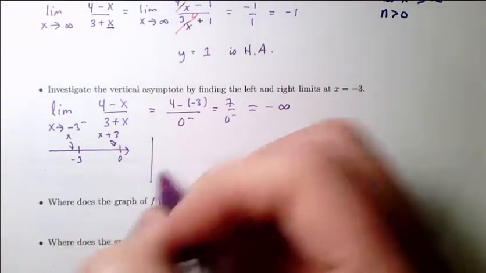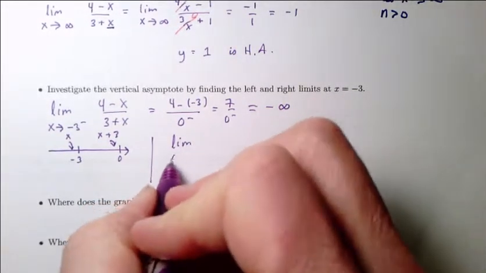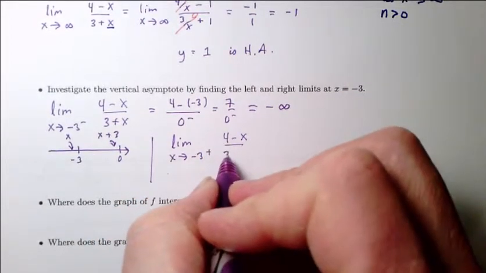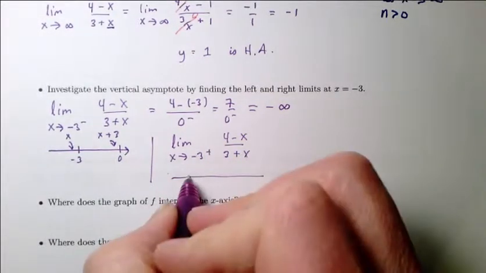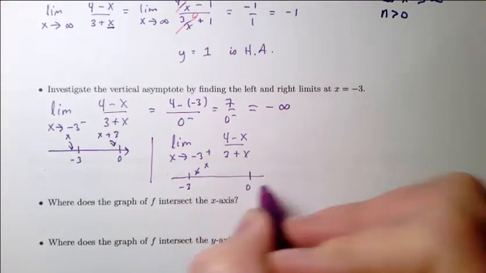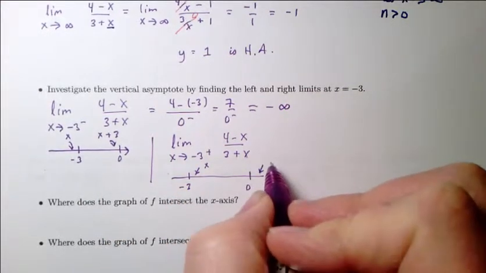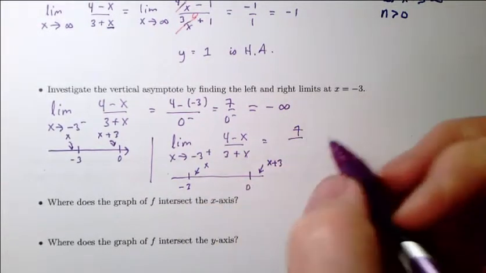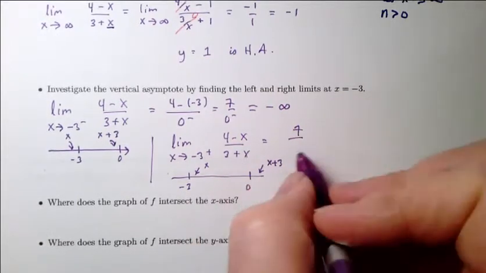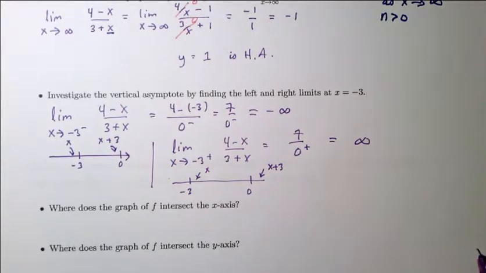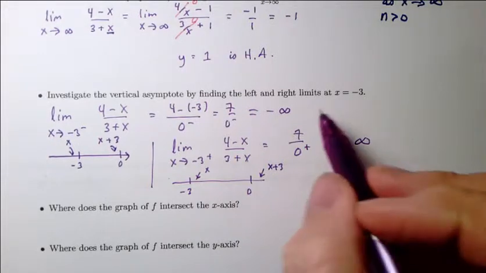Similarly on the other side, if we start with a number a little to the right of -3 and we add 3 to it, x plus 3 will be a little to the right of 0. So here we've got 7 divided by a small positive. So this limit goes to plus infinity. So we have a vertical asymptote, and we know from the left and the right the behavior.